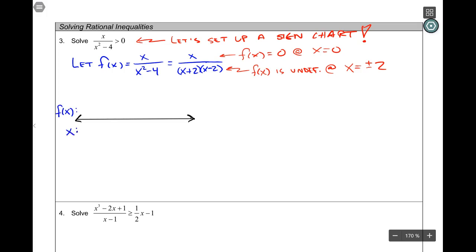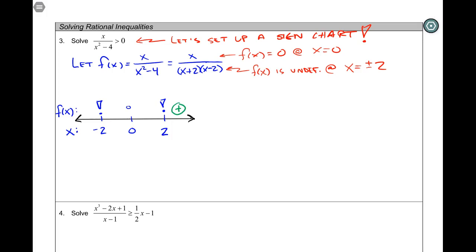We need to put our important points. We have a 0 at x equals 0. At x equals positive 2, we have a domain restriction. At x equals negative 2, we also have a domain restriction. So there's our sign chart. Now let's go ahead and think of what happens. So we basically have three factors here, x, x plus 2, and x minus 2. And to the right of x equals 2, all of these factors are positive. So my sign chart is positive in that region.